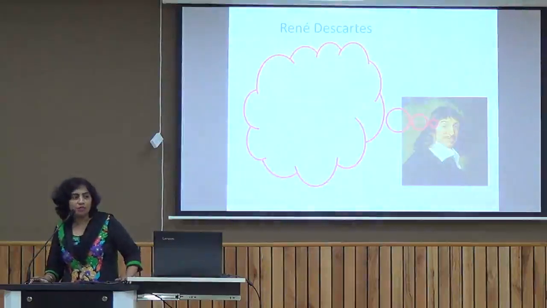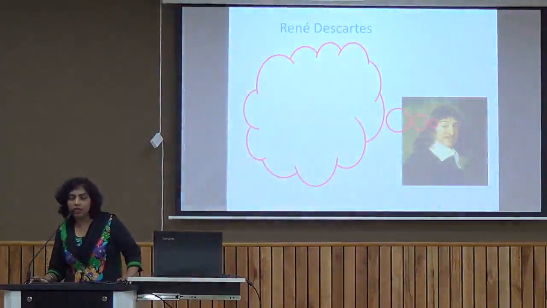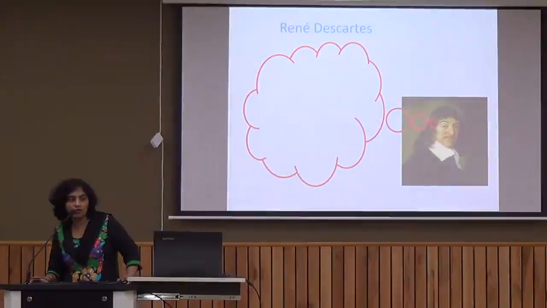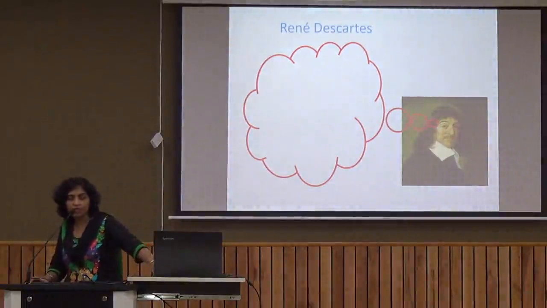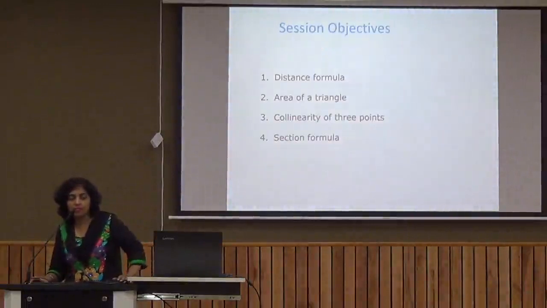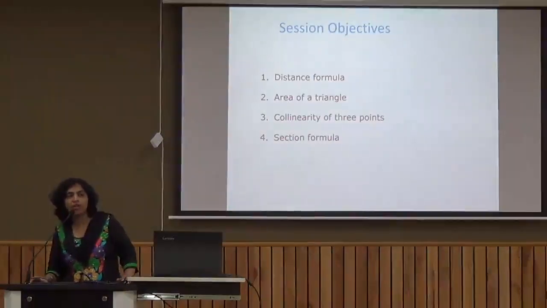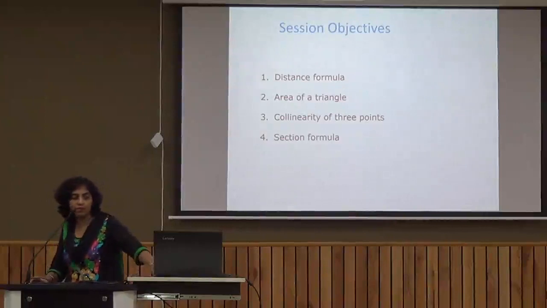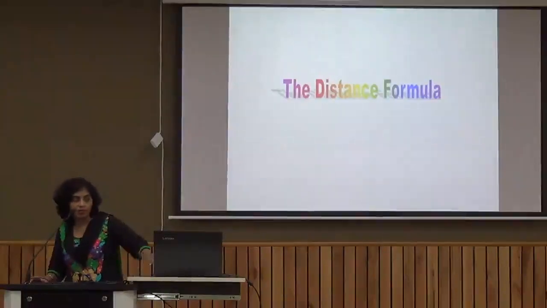Coordinate geometry was named in honor of René Descartes. He is considered by many to be the father of modern philosophy. He was also an outstanding mathematician. So let's start. Our session objectives are distance formula, area of triangle, collinearity of 3 points, and section formula. Let's start with the distance formula.